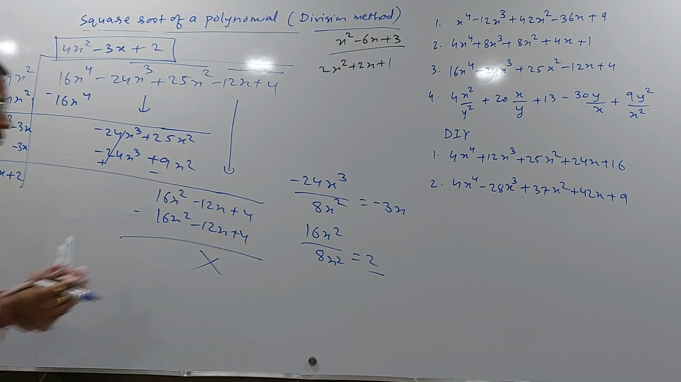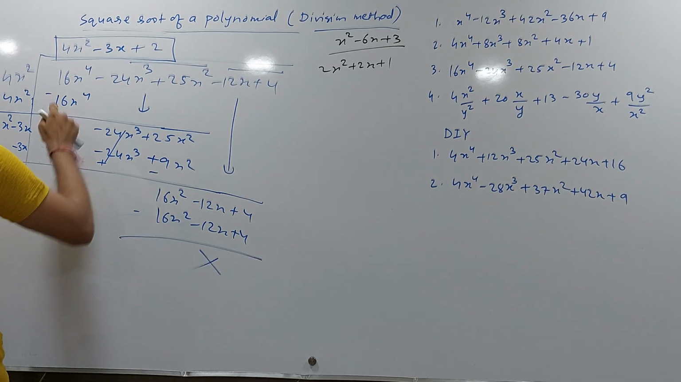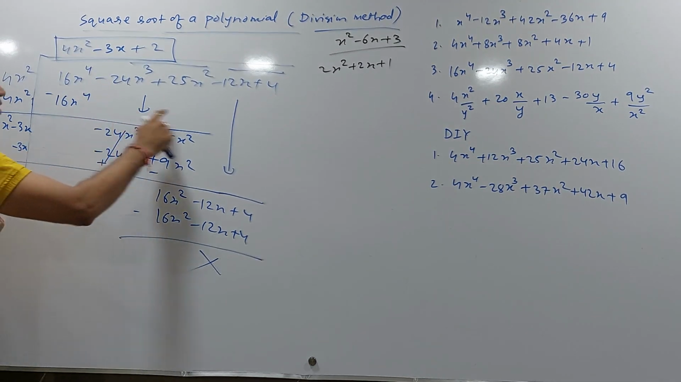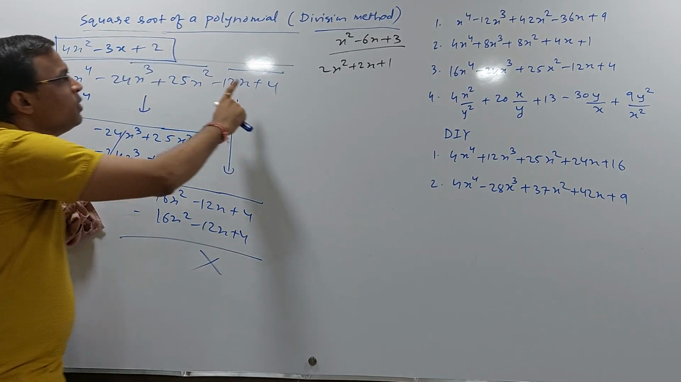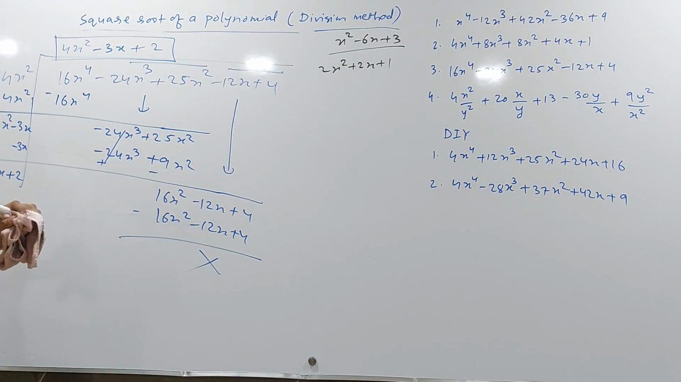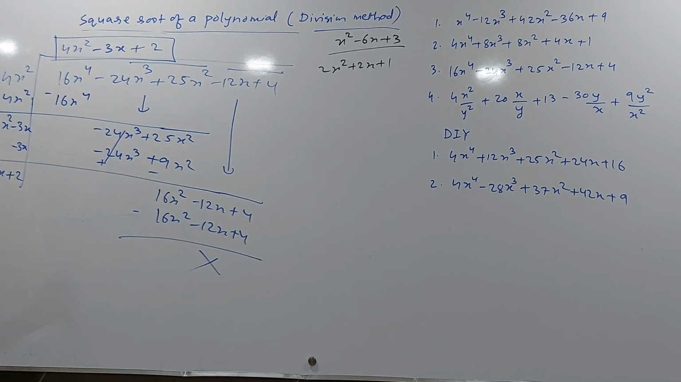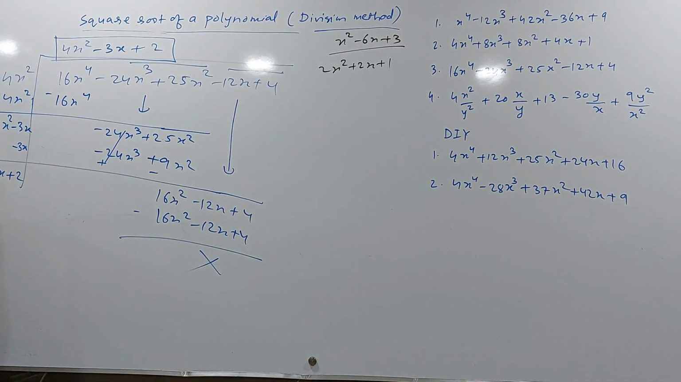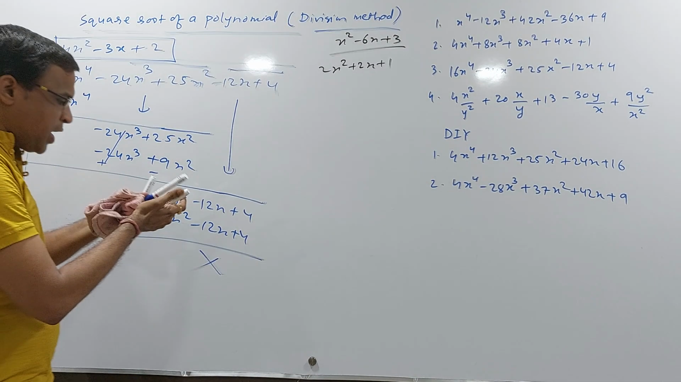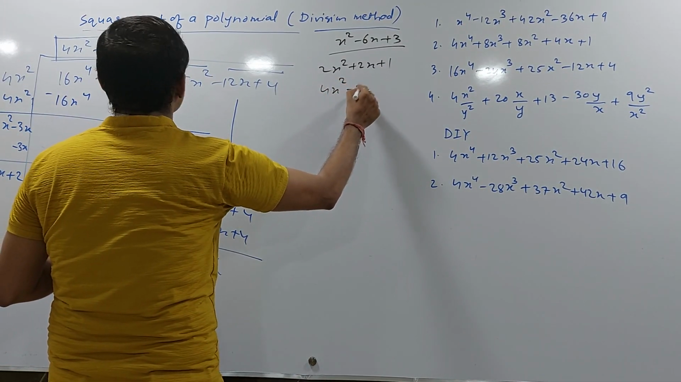Quickly we can confirm. So what we can do? Addition of coefficients. 16 minus 24 is minus 8. Minus 8 minus 12 is minus 20. Minus 20 plus 25 is plus 5. 5 plus 4 is 9. The square root of 9 is 3. 4 plus 2 is 6. 6 minus 3 is 3. 3 square is 9. So that is your confirmation, and the dot method confirmation is also there. Perfect square confirmation is also there. Okay, so I hope that this is fine. I am just writing the answer for this question also: it is 4x square minus 3x plus 2.